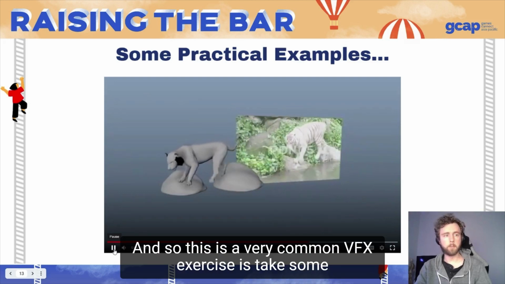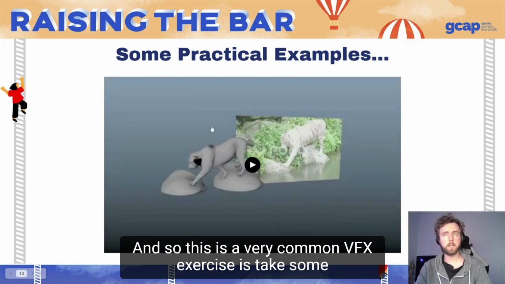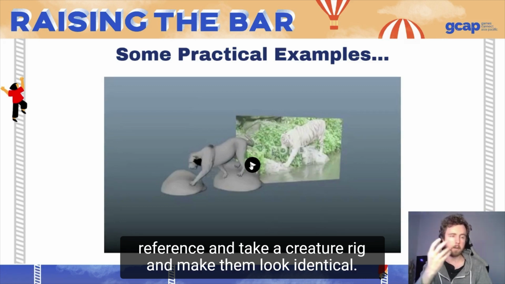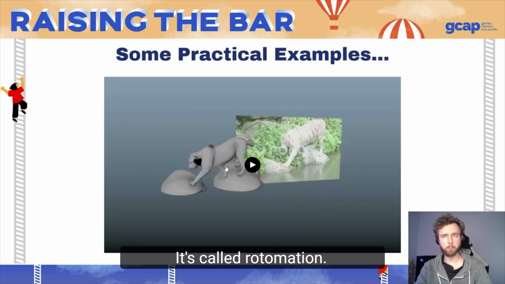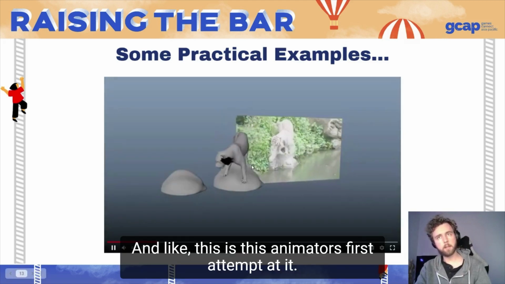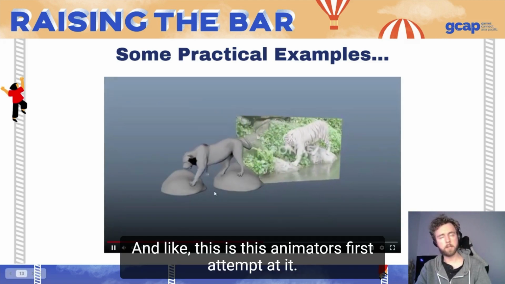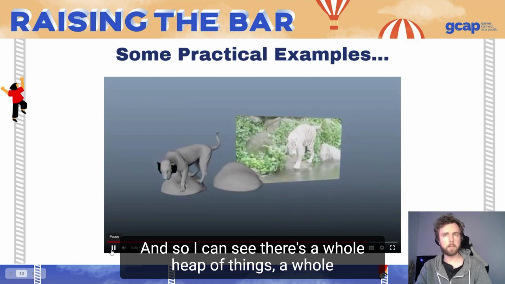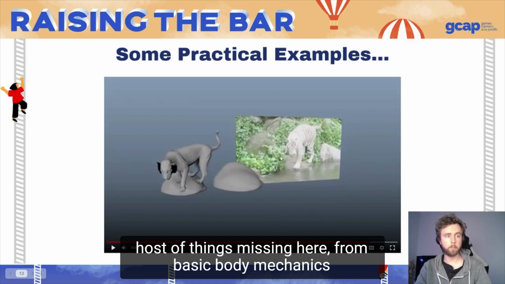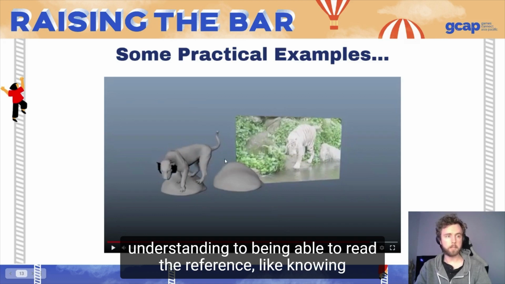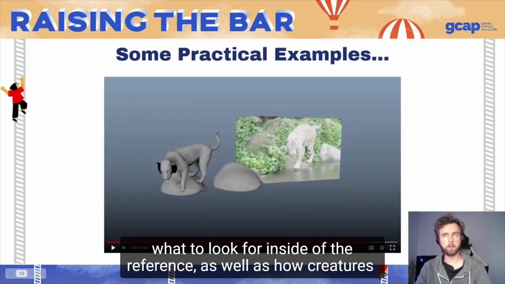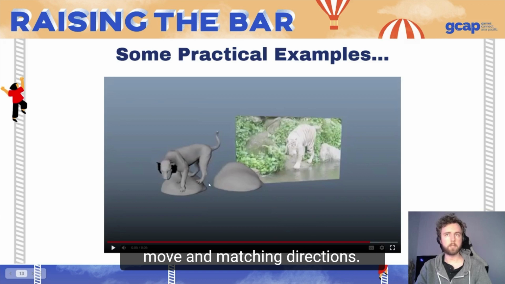And so this is a very common VFX exercise: take some reference and take a creature rig and make them look identical. It's called rotomation. And this is this animator's first attempt at it. I can see there's a whole host of things missing here, from basic body mechanics understanding to being able to read the reference, like knowing what to look for inside of the reference, as well as how creatures move and matching directions.